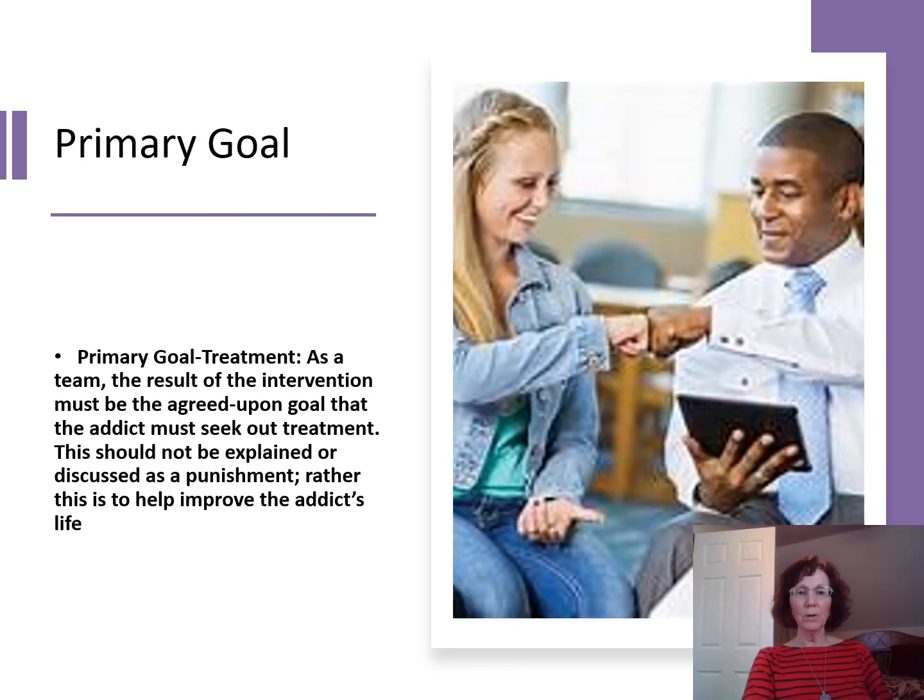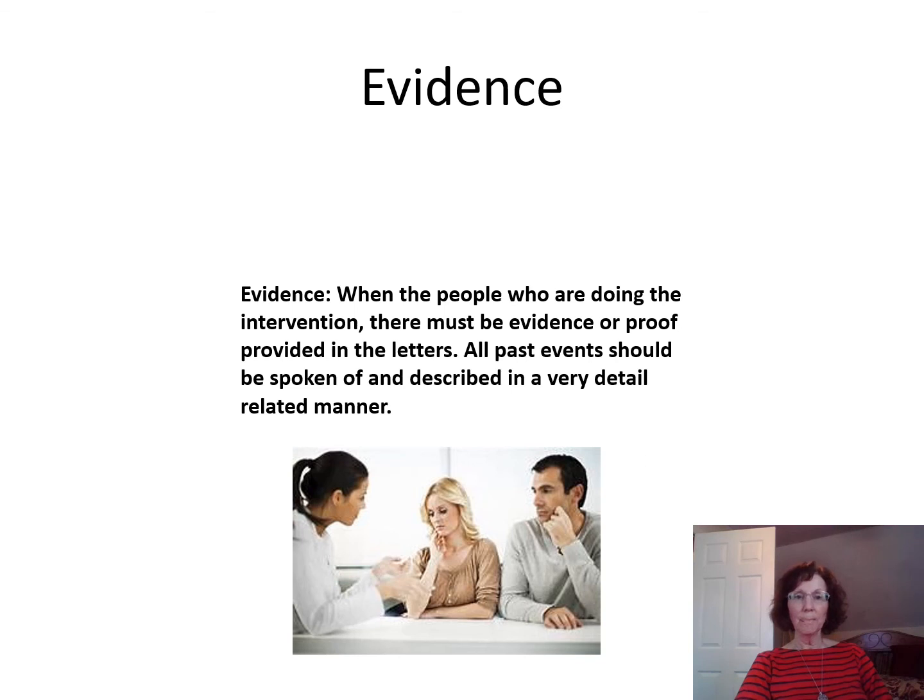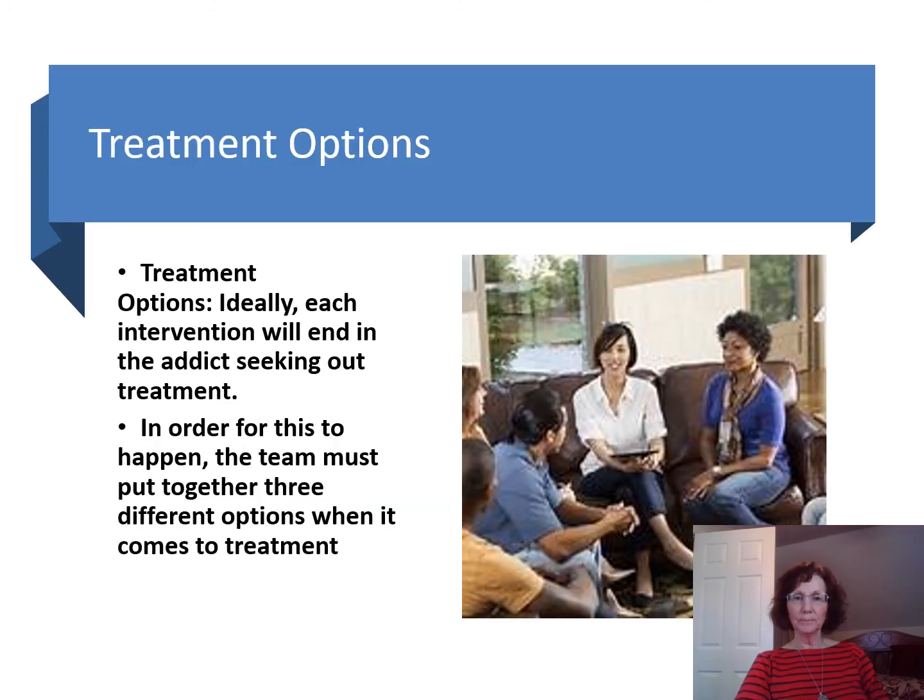The primary goal is treatment. As a team, the result of the intervention must be an agreed upon treatment goal. This should not be explained or discussed as a punishment, but rather as an effort to help improve the person's life. Evidence. When the people doing the intervention write their letters, there must be evidence or proof provided. All the past events should be spoken of and described in every detail.